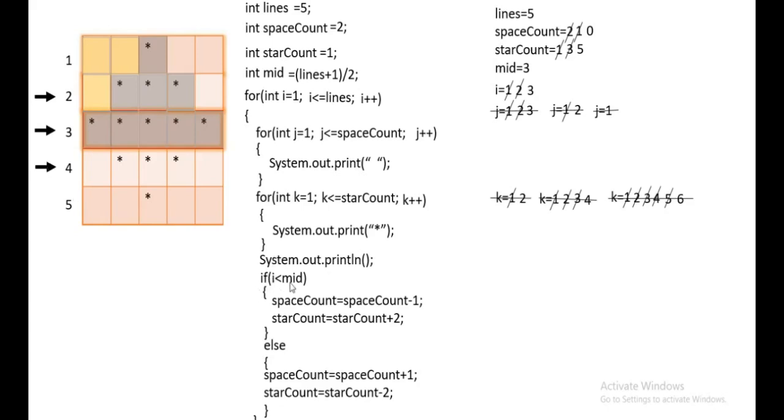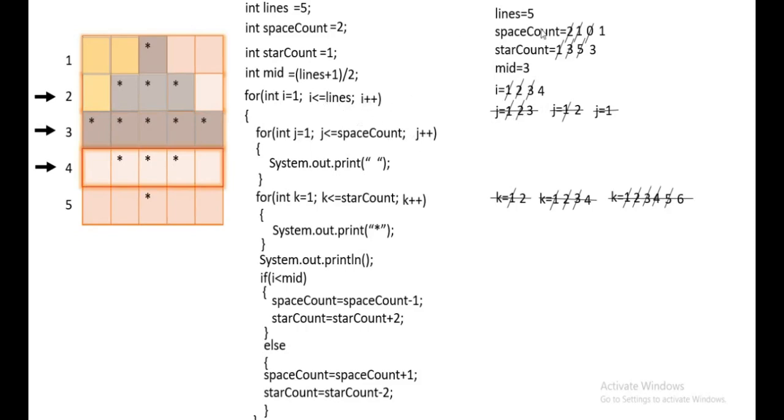Then if i is less than mid, 3 less than 3. This is not a true condition. So the if block is not executed, and we come to the else block and reinitialize the space count variable. Now space count equals space count plus 1, so space count becomes 1 and star count becomes 3. Then go back to i plus plus, i becomes 4, so line 4 is selected.